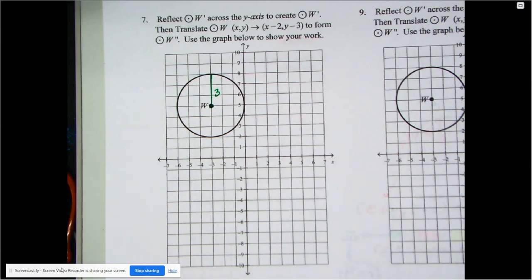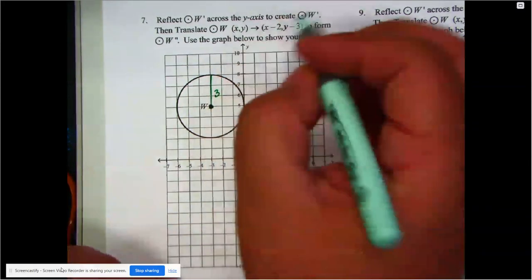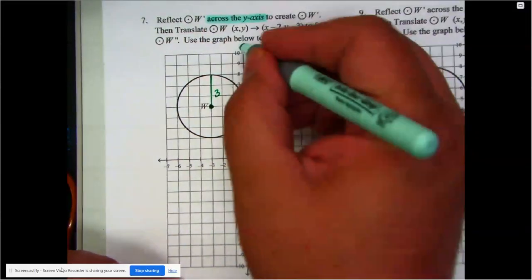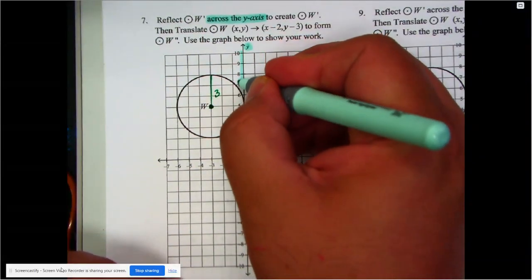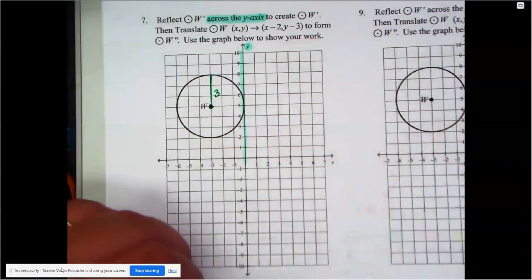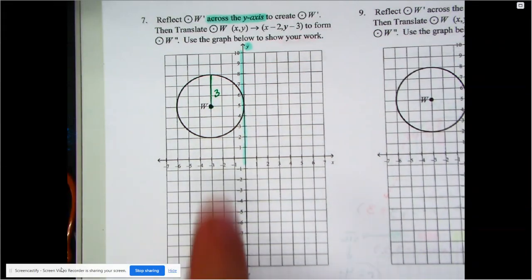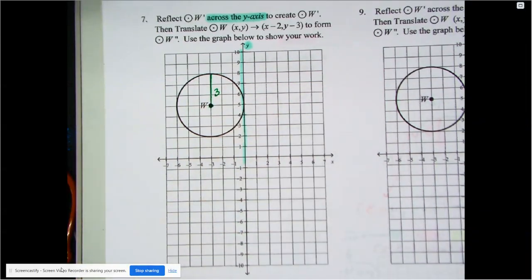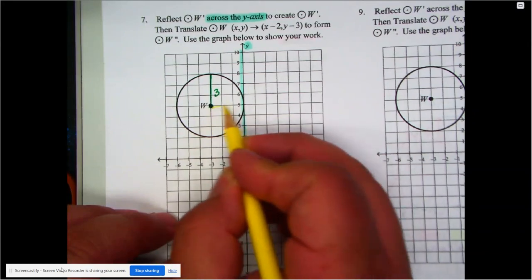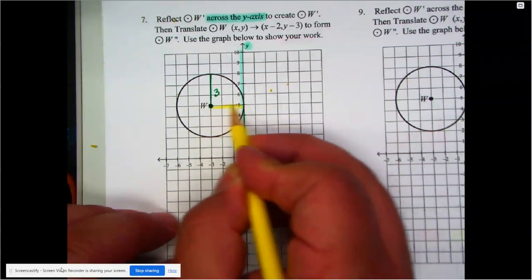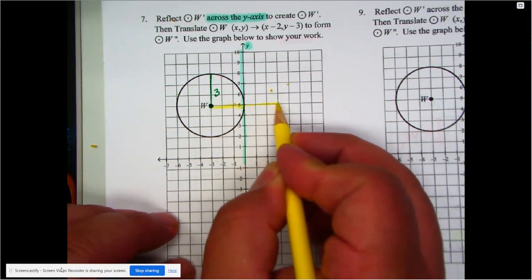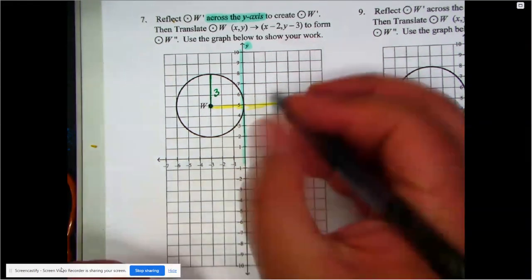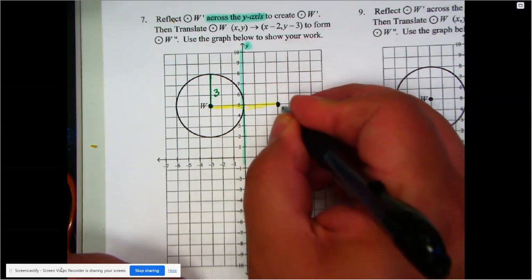All right, so the first thing they wanted me to do is reflect it across the y-axis. So here's the y-axis, here's the mirror, think of it that way. And what we've done in the past is, if I'm on this side of the y-axis, then I'm going this way. And according to what we did in the past, we go 1, 2, 3 to get to the mirror. So then I go 1, 2, 3 away from the mirror. So this is the new location of my W prime.